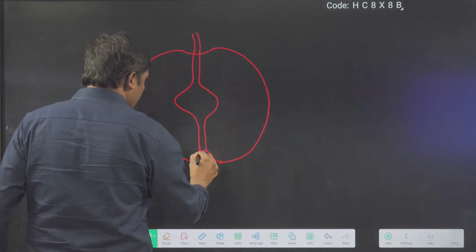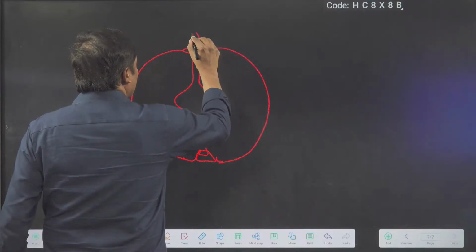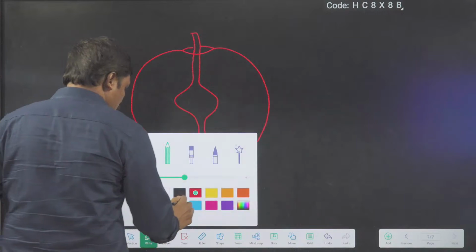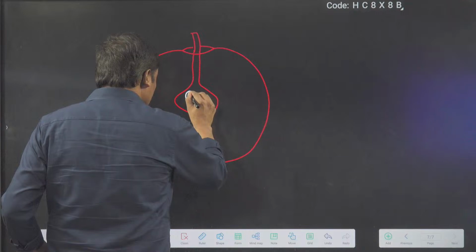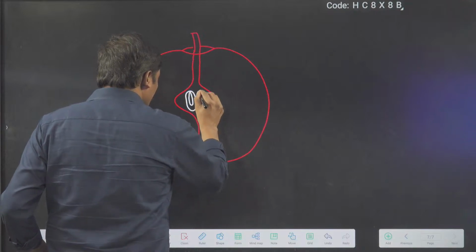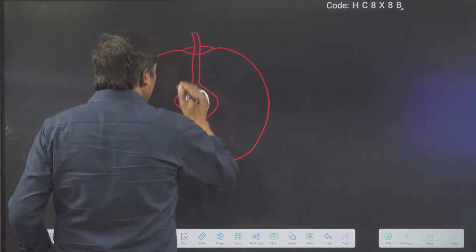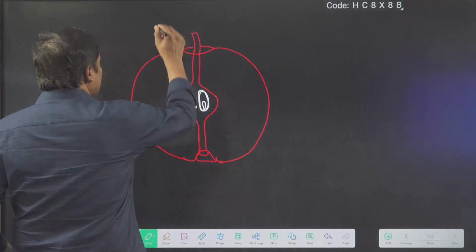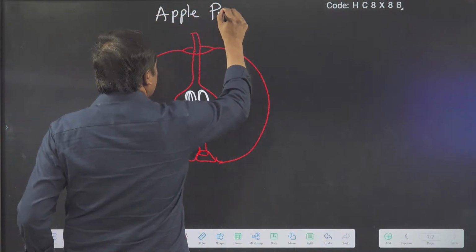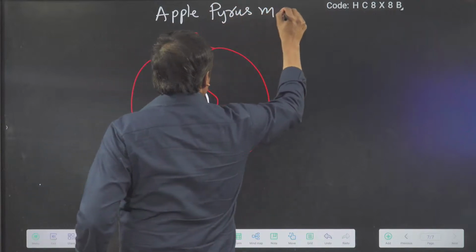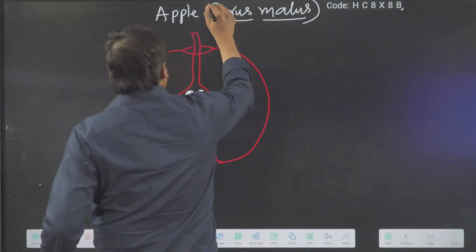This is the sectional view. Sectional view of the apple. Now see here. This is apple. Botanical name is Pyrus malus. Pyrus malus, the botanical name of apple plant.